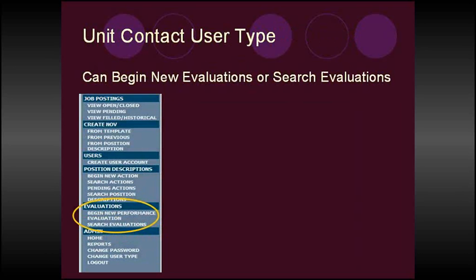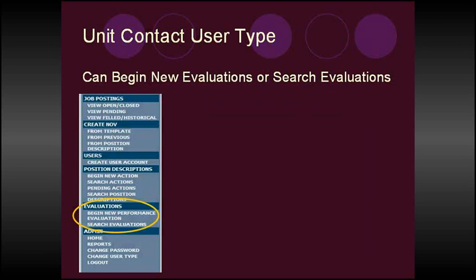And finally, for those of you that have unit contact user type, you can begin a new evaluation here, or you can search on evaluations that are in process. And this is where you would go as a unit contact to track the status for the evaluations for your unit. Click on Search Evaluations, and then it'll bring up on the next screen different ways to search on pending evaluations, where they are in the routing process.